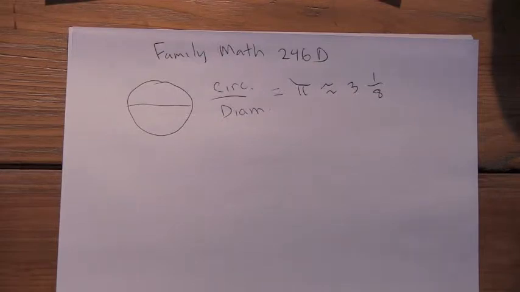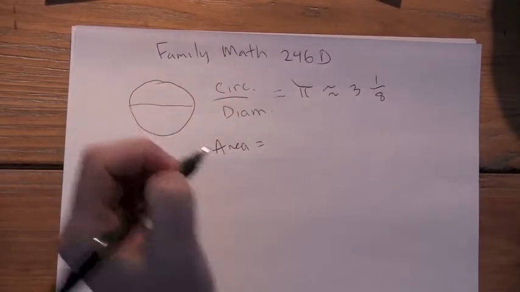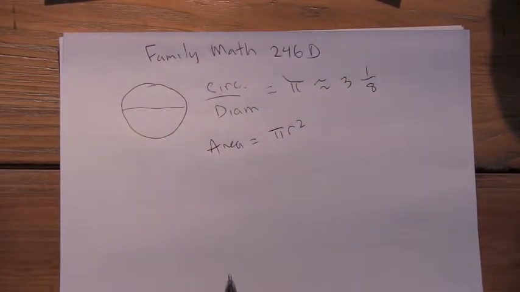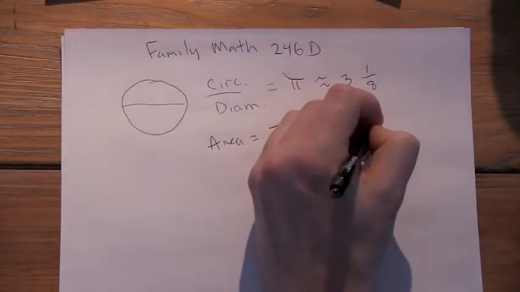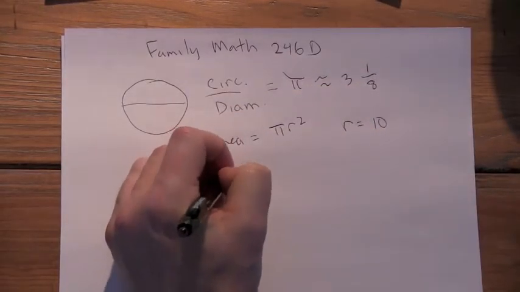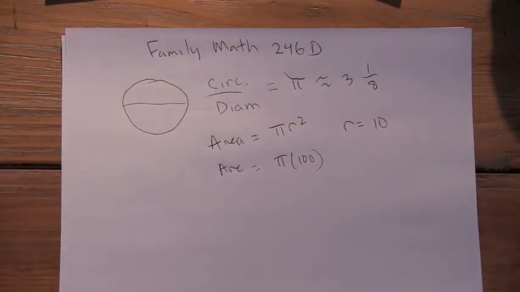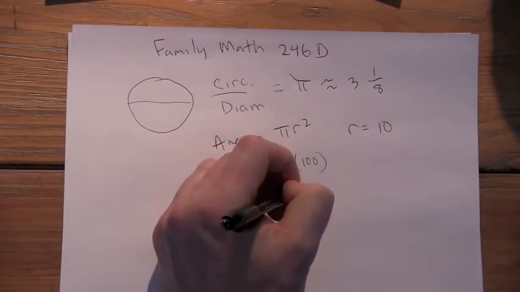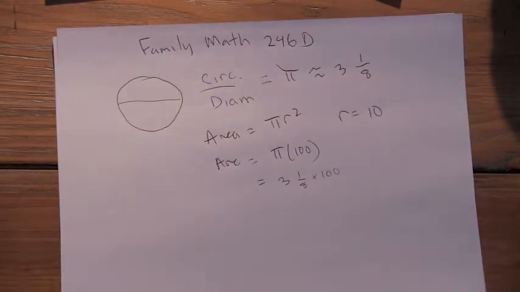So in order to find the area of a circle, what do we have to do? It's pi times the radius squared. So to find the area of a circle with, let's say, radius equals 10, we calculate area equals pi times 100. According to the Egyptians, this would be 3 1/8 times 100. It would be 312.5, because 3.125 times 100.